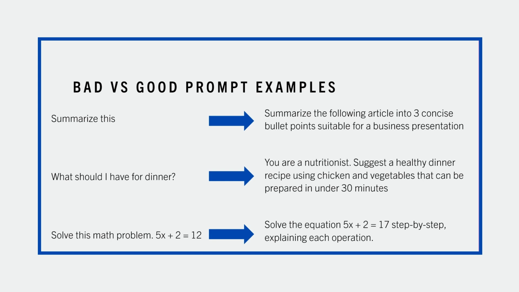So with math, it's a good time to ask the AI tool to explain each step. So on the right, we have solve the equation 5x plus 2 equals 17 step by step, explaining each operation. Saying this requires the AI tool to really think through how it wants to answer, and you can also see if any of the steps were done incorrectly.